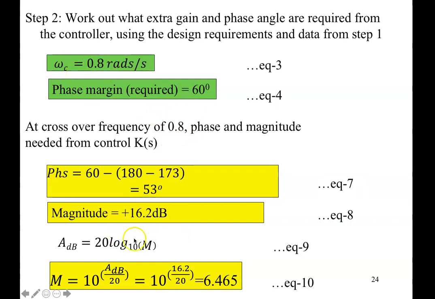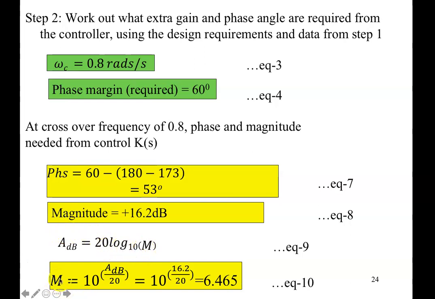Of course, I need to convert that into a log value. That 16.2 is the dB. dB equals 20 log 10 to the power n. So I need to work out the actual gain rather than the gain magnitude in dB. Now, 16.2 is here, that's the dB, equals 20 log 10.